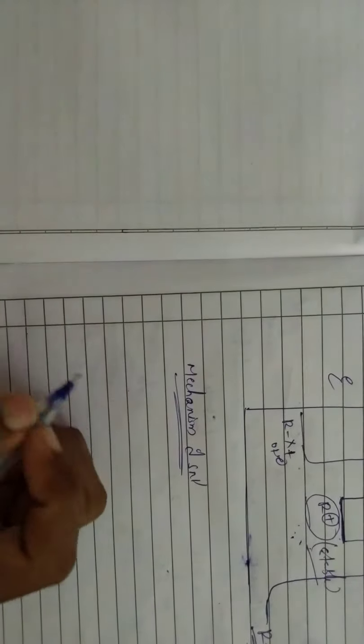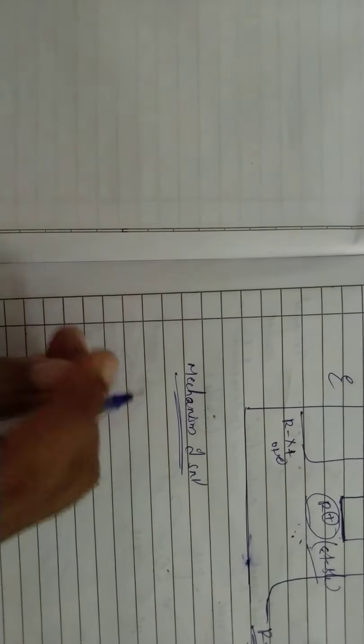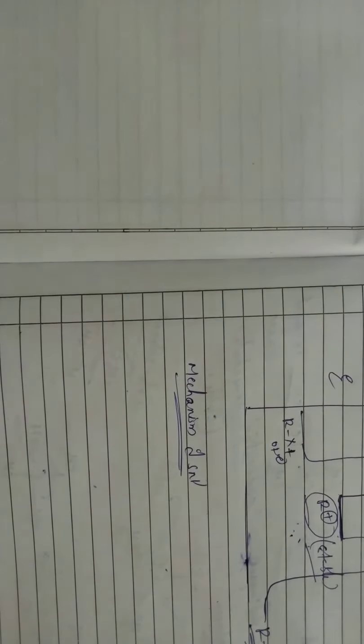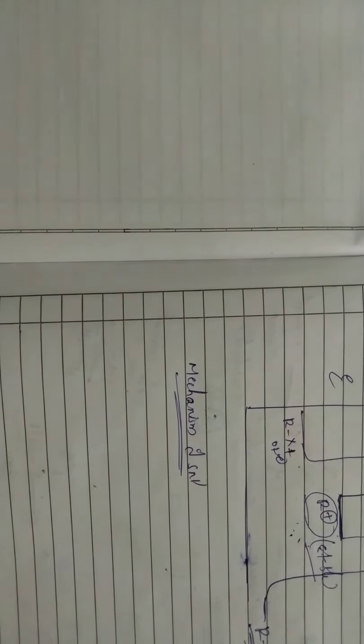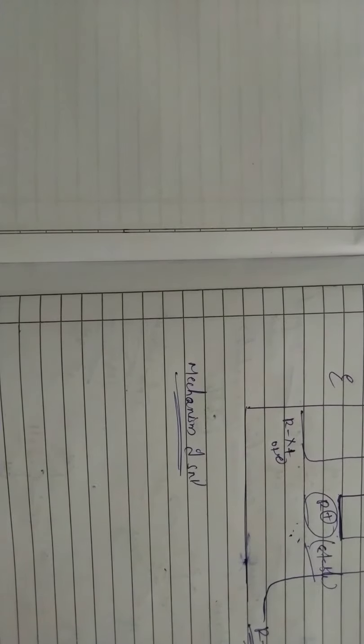We'll see the mechanism. First of all, for the mechanism we have to take an optically active compound. What is meant by an optically active compound? Before knowing that, we have to know about the chiral carbon. What is a chiral carbon? We already discussed this in the first semester. A chiral carbon is nothing but a carbon that contains 4 different groups around it.